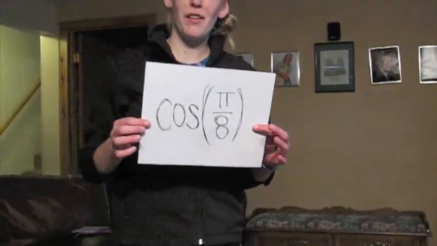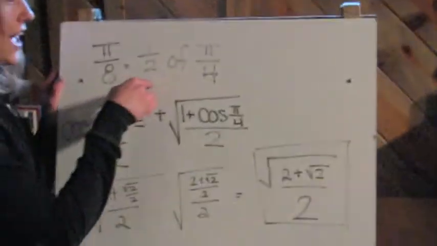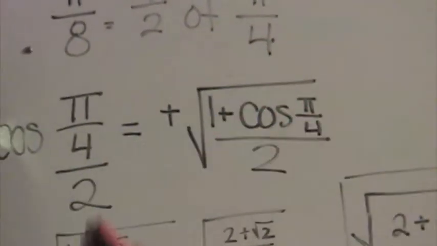We will now solve cosine of pi over 8. Alright, so pi over 8. How do you solve that? It's not on the unit circle. Well, it's half of pi over 4. So you plug it into a half angle formula.